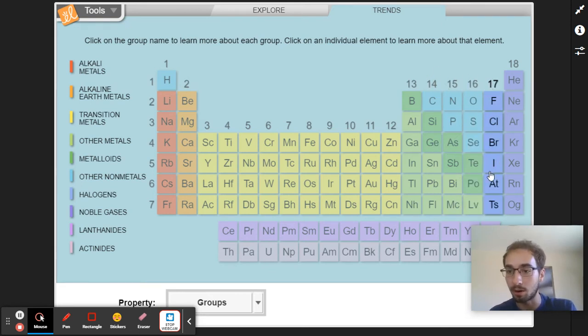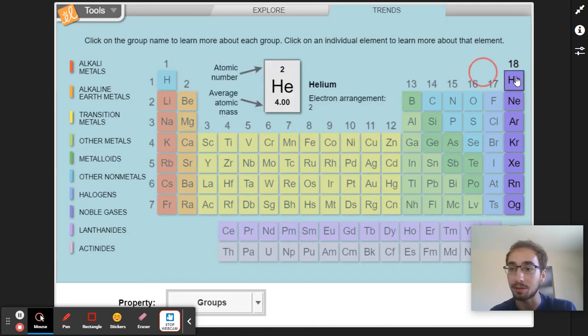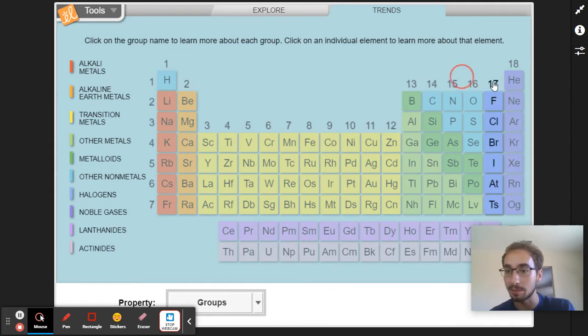Those are the nonmetals. They're really important for covalent bonds that we'll get to later. 18, these are all gases, and they all have a complete electron shell. So these are all very unreactive. So we're not really going to worry about these. The main ones are going to be 17, 16, 15, 14, 13, 2, and 1. Okay?